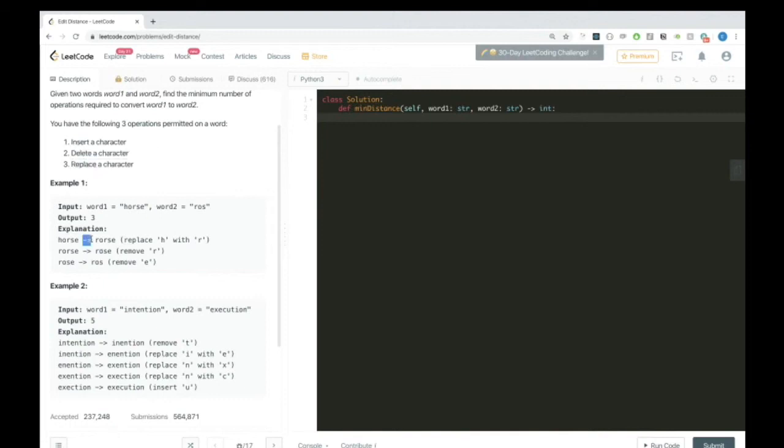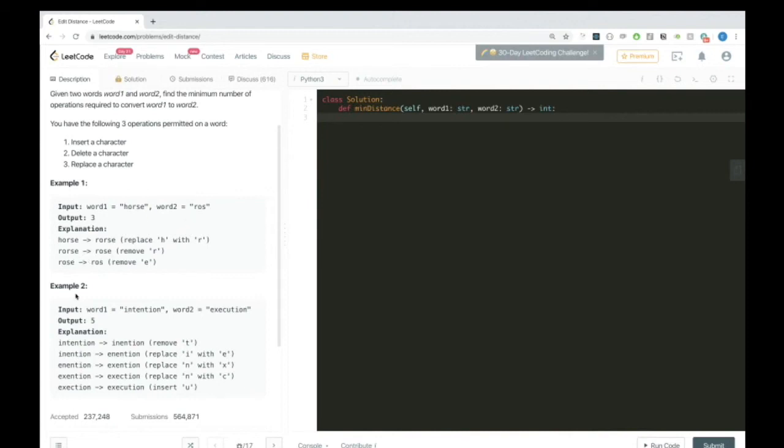In this explanation, just so we're very clear, in order to convert word one, horse, to ros, this is the minimum number of operations. It's 3, and essentially we first replace H with R. Then when we have this new word rorse, we remove R in the middle, and then once we remove R in the middle, we have the word rose, and then we remove the character E at the end, and then we get ros, which is what we're essentially finding.